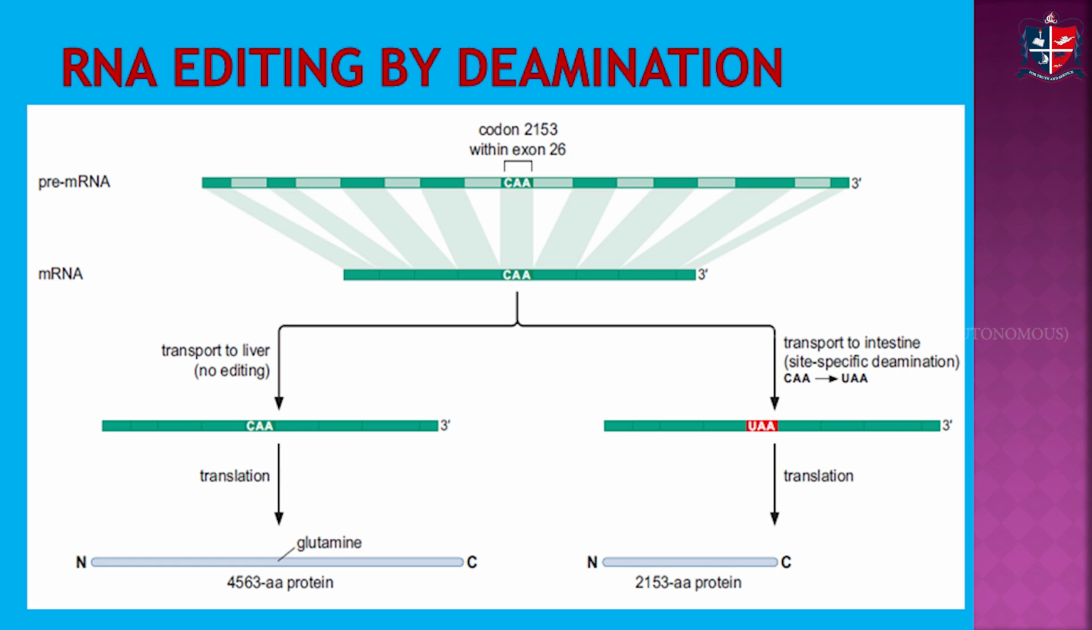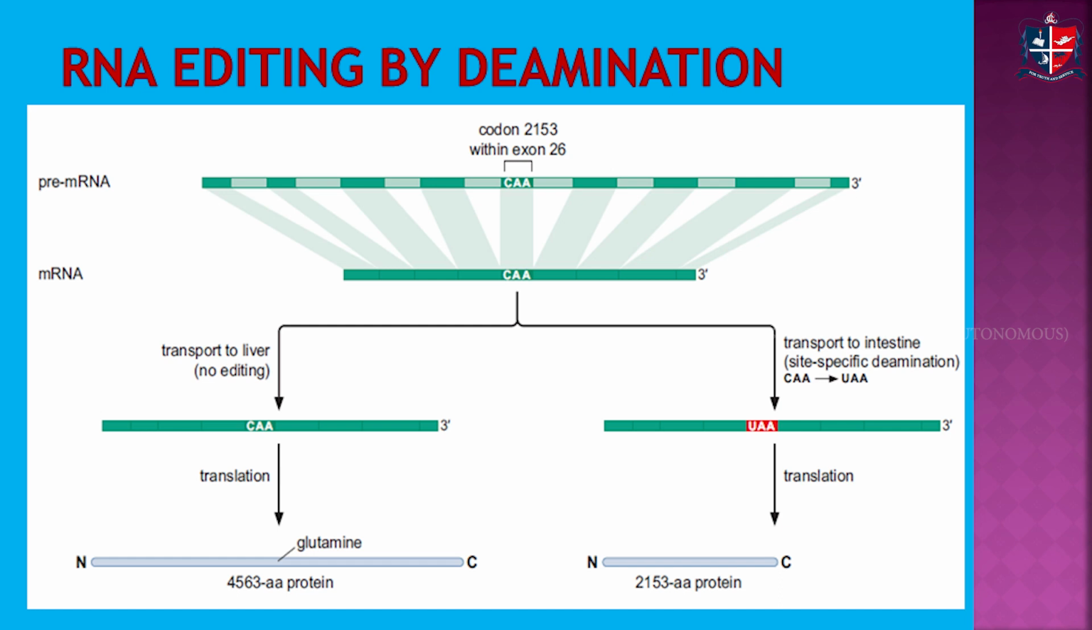So whenever the ribosome reaches this UAA, it recognizes it as a termination codon, and the process of translation is stopped there. You will be getting a protein of length 2153 amino acids. Okay, so the same process, that is, you are using the same mRNA transcript, but when it reaches two different sites, the alteration is taking place.